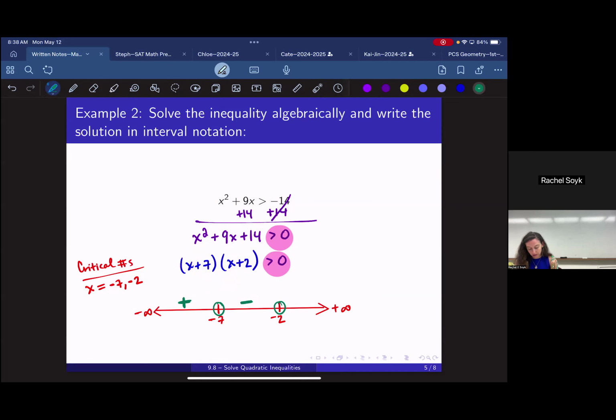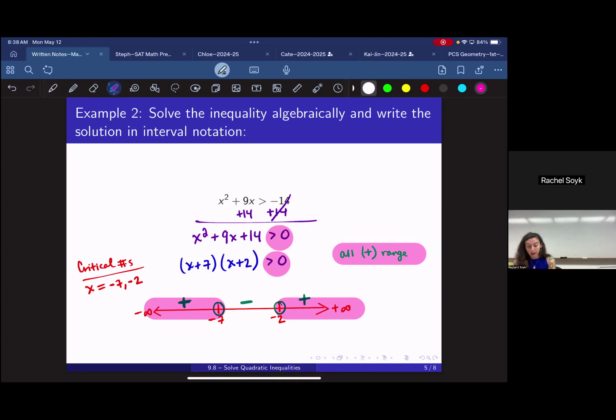What's a value greater than -2? 0. Plug in 0 here, we get positive. Plug in 0 here, we get positive. Positive times a positive is a positive. And then we look at what's highlighted in pink. We're looking at all values that are greater than 0, aka all of our positive ranges. So we're looking at all of this and all of this, and it's open circles.